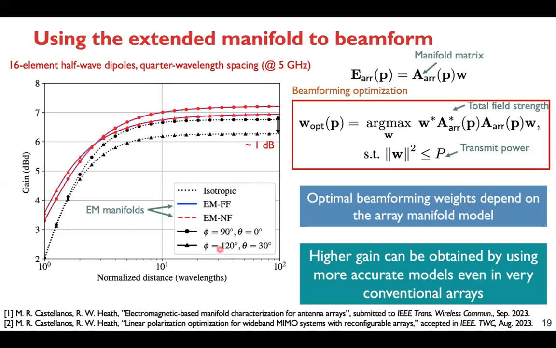And here we're showing two different angles for beamforming, and we're showing benefits for both of these, right? So while the optimal beamforming problem solution is the same, it's the maximal eigenvector in each of these cases, the use of a different manifold results in a different solution, and we can actually get more gain from the same array just by taking into account its properties.